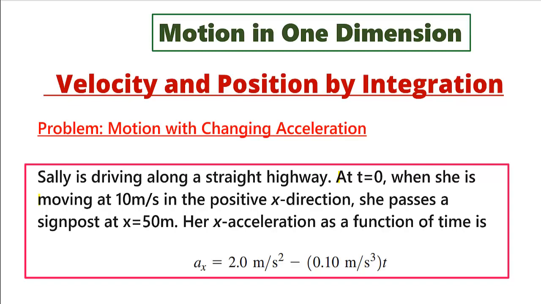So when an object is moving in a straight line, if I want to find the x coordinate and the velocity of that object, and acceleration is not constant, in that case I will use the method of integration to find the position and velocity of the particle. In such situations, instantaneous acceleration is often given. If you know the instantaneous acceleration, you can calculate the velocity, and from velocity you can calculate the position of the object. This problem is called motion with changing acceleration.